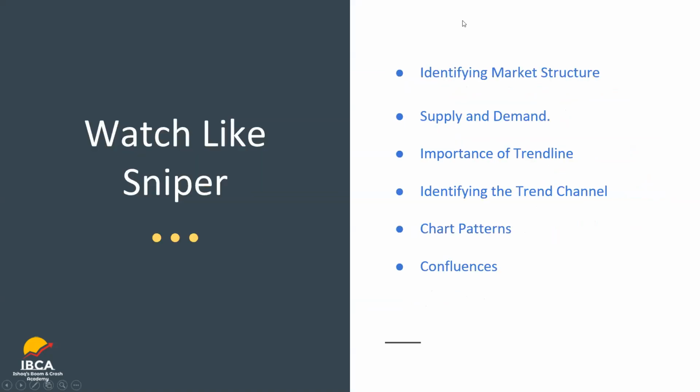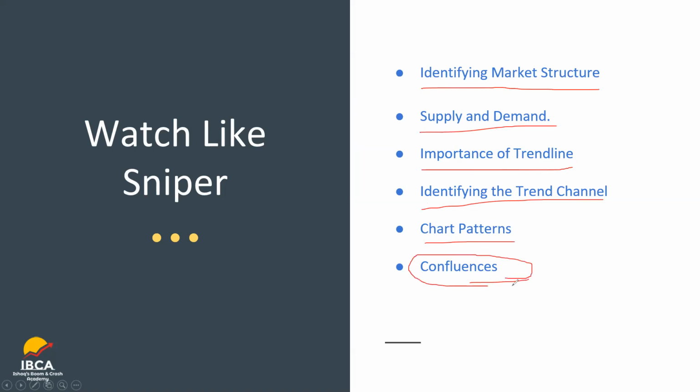This is your flow. For the next 2 or 3 days, this is our flow. This is how we will go through it. Identify the market structure, supply and demand, which is your support and resistance, importance of the trend line, trend channel, chart patterns, and confluences. This is your important role, confluences.